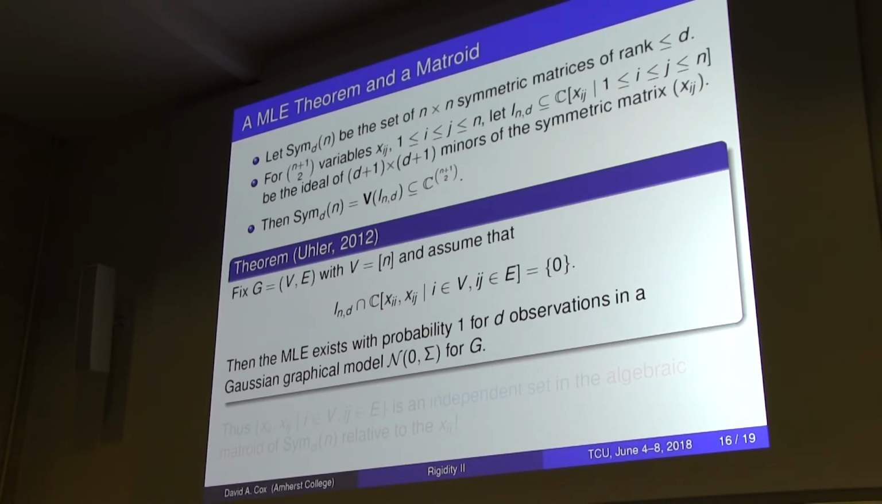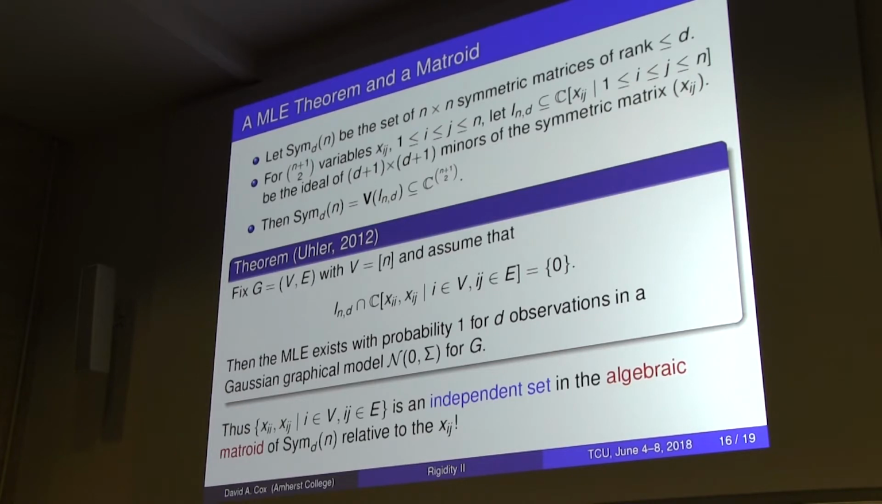So D observations is sufficient for this Gaussian graphical model to have an MLE with probability 1. Of course, when I think about this in terms of the matroid, because I have an algebraic matroid of this variety, the same way we took the Cayley-Menger variety and got an algebraic matroid, you play the same game, and in this case you use the x_ij's. So what Carroll's theorem says is that if this is an independent set in this algebraic matroid, I have the MLE.